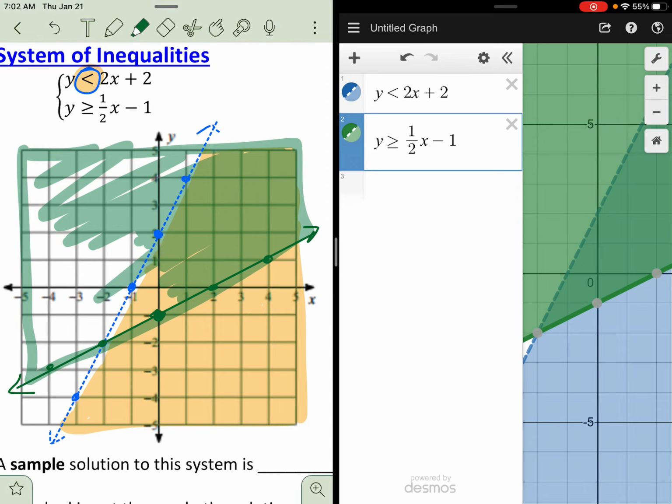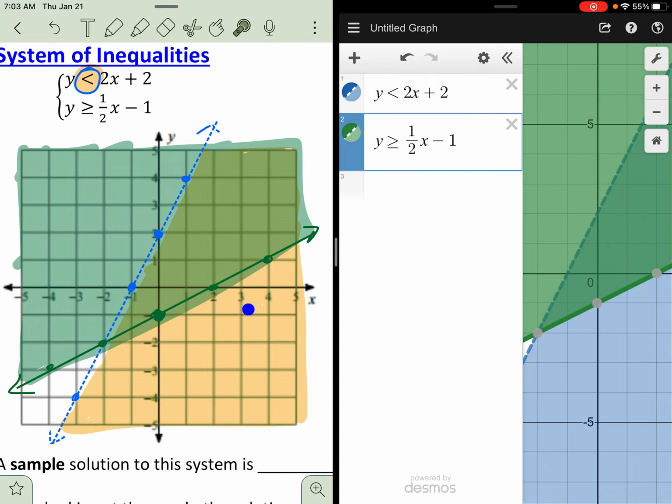So a solution to this system is no longer going to be an ordered pair. And the reason for that is because it is no longer going to be where they intersect, because one of these lines is dotted. So at this mark, yes, they touch, but because this is dotted, that means that it cannot be a solution because it's on the dotted line.